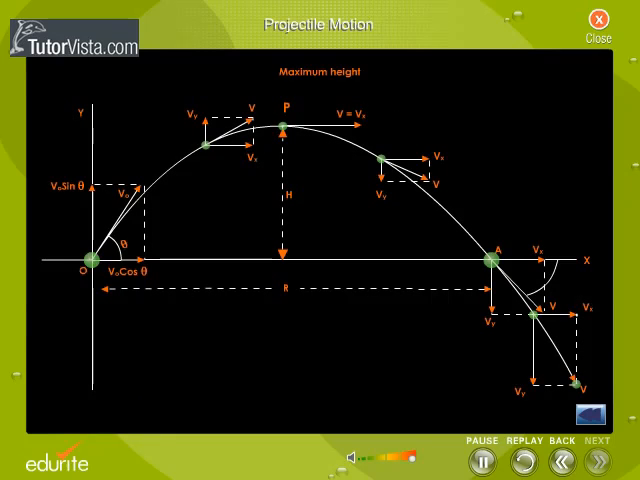Maximum height. Maximum height is the maximum value of the vertical distance attained by a projectile above the horizontal plane to the point of projection. In the figure, P is the point of maximum height. H is equal to V0 squared sine squared theta by 2g.